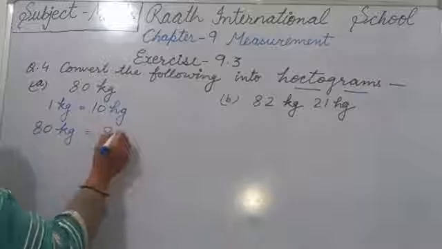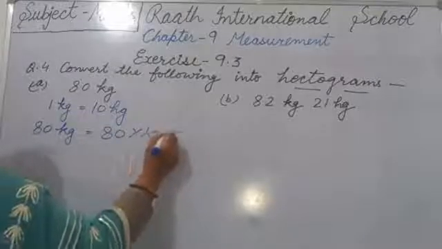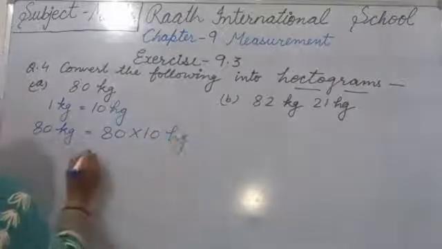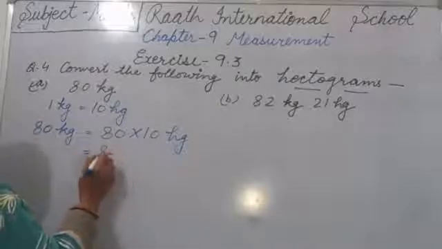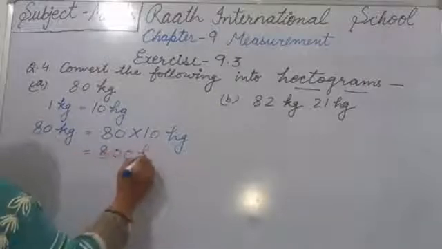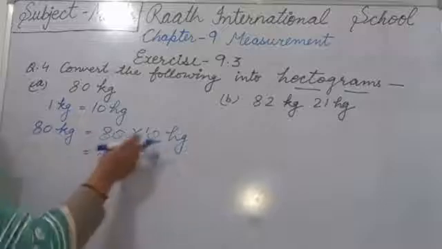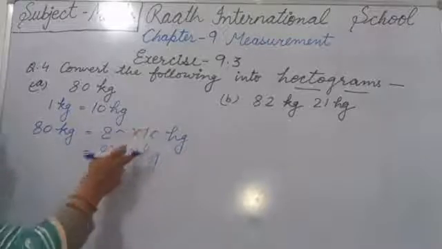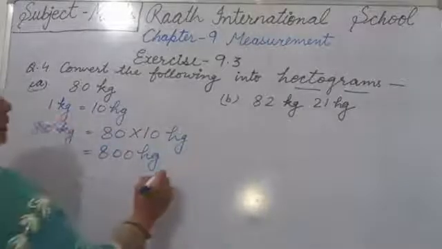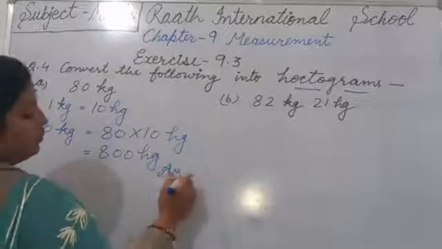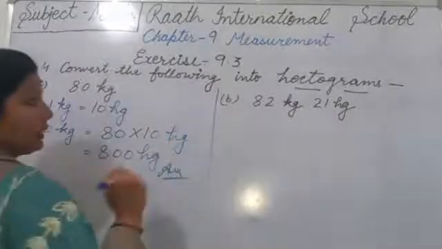So in 80 kg, 80 multiplied by 10. Now it's become hectogram. So 80 into 10, so it's 800 hectogram. Because whenever we multiply by 10, the number stays the same, after that one zero. That's your answer.